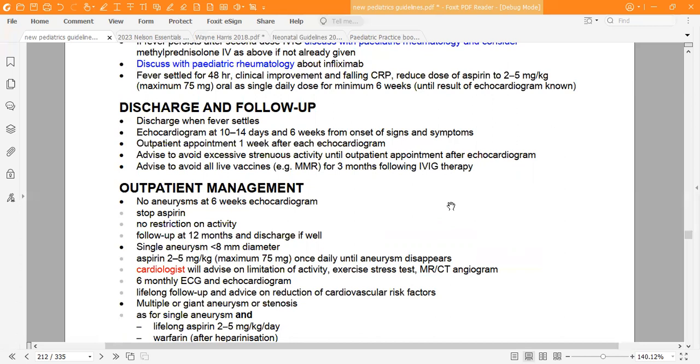Outpatient appointment 1 week after each echo. So once he has done the first echo, he has to get an appointment 1 week after that echo. Advised to avoid excessive strenuous activity until the outpatient appointment after echo. Advised to avoid all live vaccines, for example MMR, for 3 months following IVIG. So that's very important advice to give to the parents. All live vaccines are prohibited for 3 months after the IVIG dose.